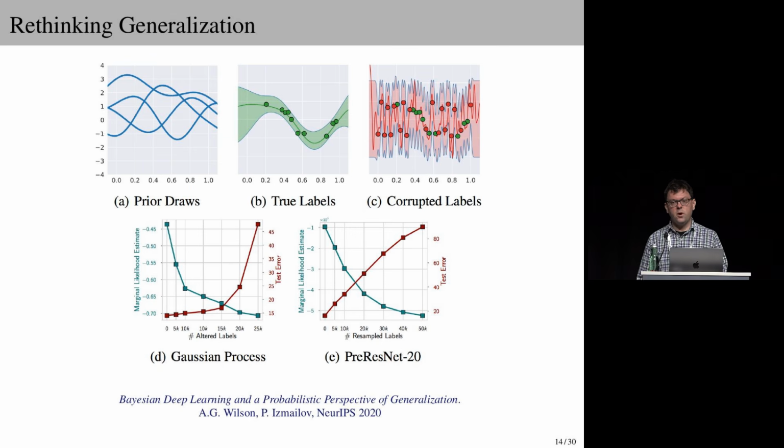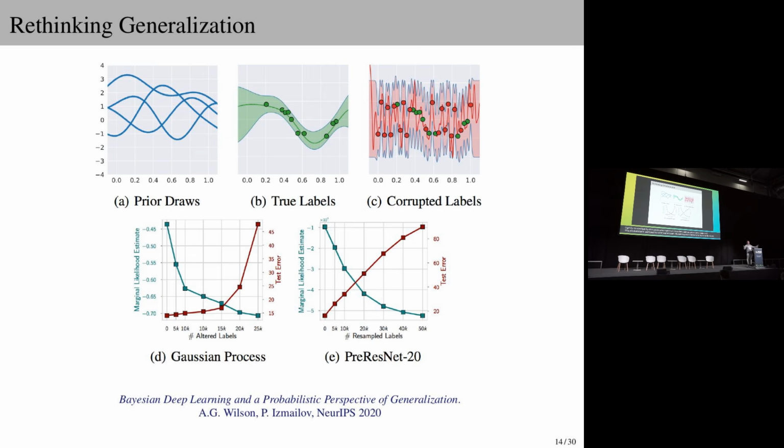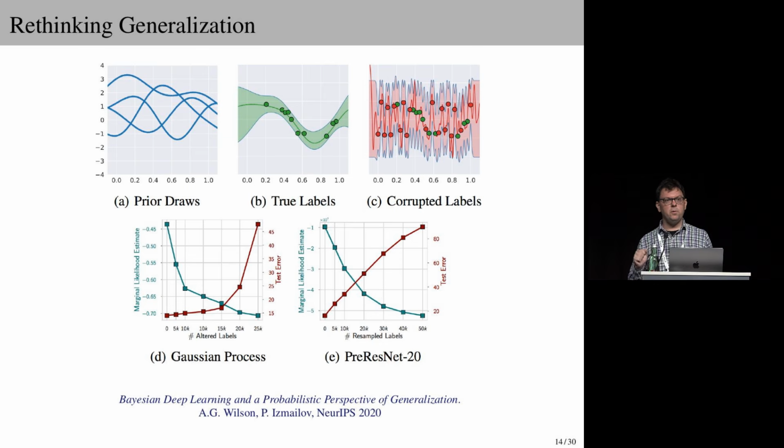Now, let's use Gaussian processes and this probabilistic perspective that we've been discussing more broadly to try to understand another phenomenon that's often presented as mysterious in deep learning. How many people have heard of something called benign overfitting? Raise your hand.